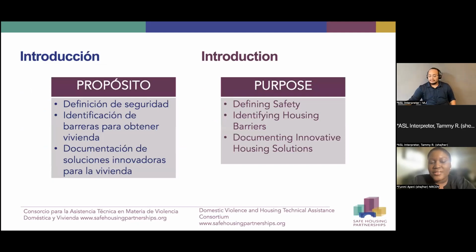So the purpose of this needs assessment project was to examine how Black, Indigenous, people of color survivors define safety, how they identify the housing barriers that they experience in navigating housing, and also to document the innovative practices and solutions that are being implemented by grassroots organizations and community-based agencies to address their housing needs.